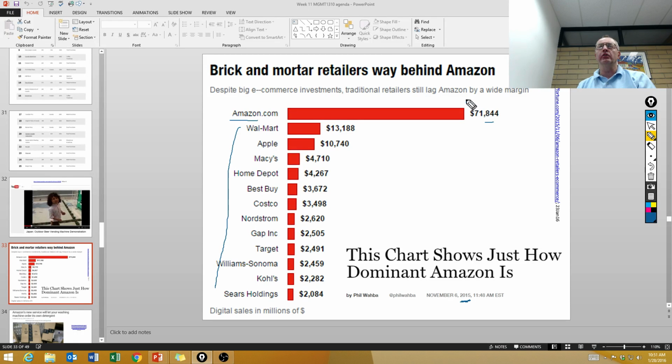I just happen to know that their annualized sales are pretty close to about $100 billion right now. Anyway, Walmart only sells about $13 billion worth of stuff online. Apple only sells about $11 billion worth of stuff online. Macy's department store in the States, $4.7 billion. Home Depot, $4.2 billion. Best Buy and Costco, and so on. So we can see that Amazon is the king of the hill in online sales.